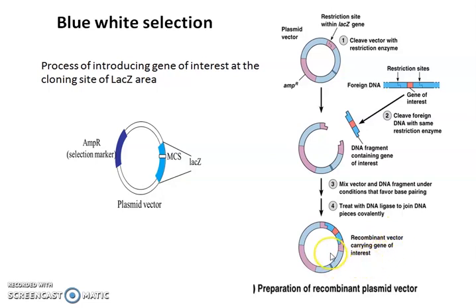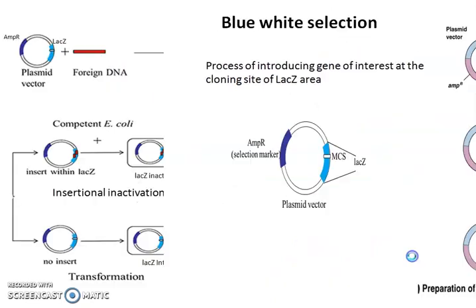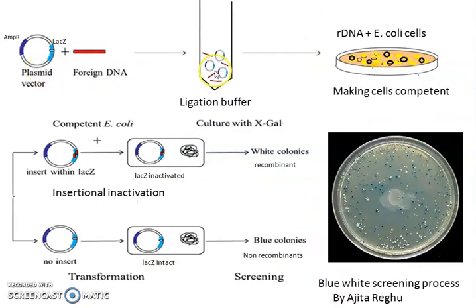So this is how we introduce a foreign gene in the area where the LacZ gene was there. Clear? Now, this is just a recap of that first part. You cleaved the LacZ area, the foreign DNA is also ready, and you treated it in a ligation buffer, that is, the enzyme ligase is given here in the buffer.